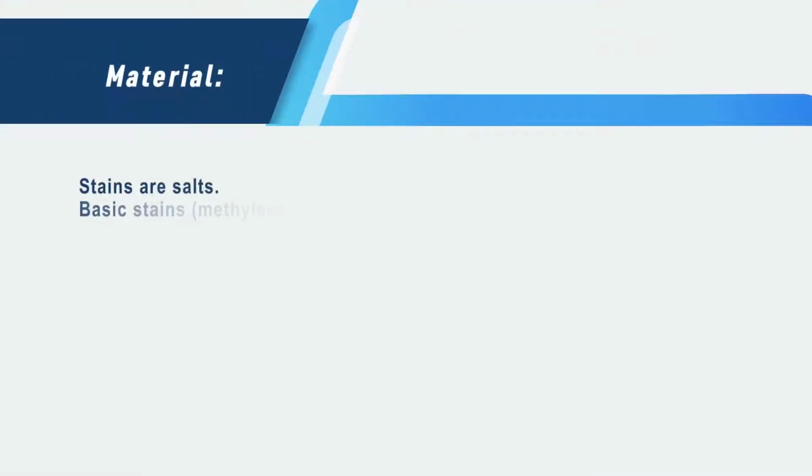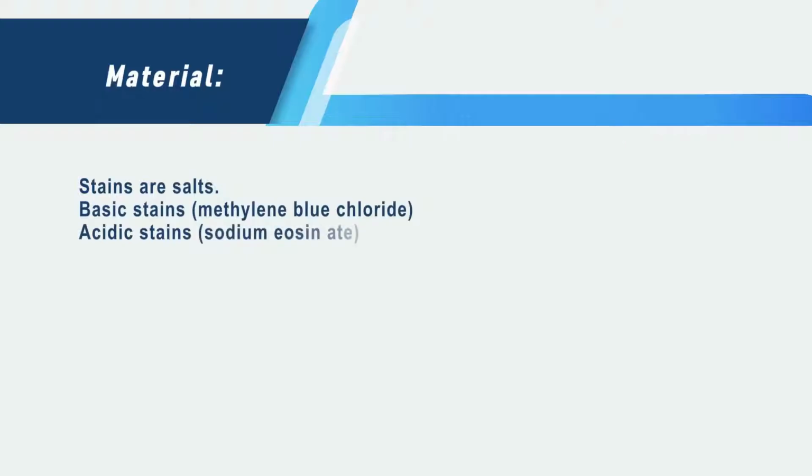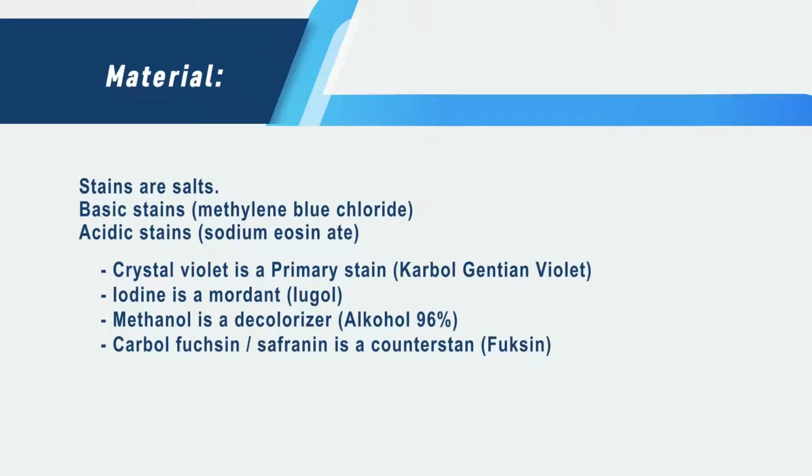Materials. The commonly used stains are salts. Basic stains consist of a colored cation with a colorless anion, for example, methylene blue chloride. Acidic stains are the reverse, for example, sodium eosinate. Crystal violet is a primary stain. Carbol-gentian violet gives a deep violet color to both kinds of bacteria. Iodine, Lugol's, is a mordant.